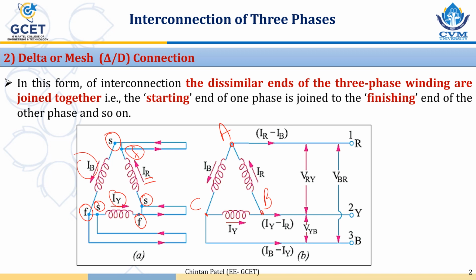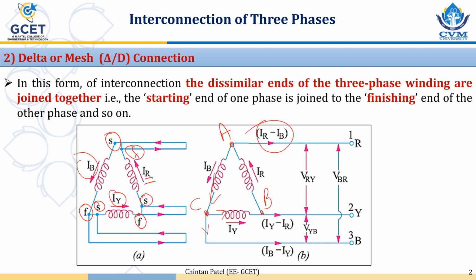Similarly, at junction B, current IY is entering, current IR is leaving. So the current in the outer conductor is IY minus IR. And in the same way, at junction C, current IB is entering and current IY is leaving. So the current in this outer conductor is IB minus IY. Now please note down here that this is not an algebraic sum or algebraic difference. This is a vector difference, because IR, IY and IB are vector quantities, AC quantities. So this is KCL but vector difference.